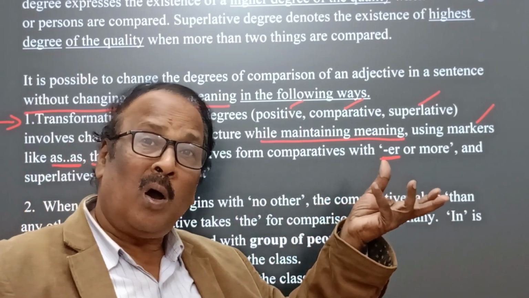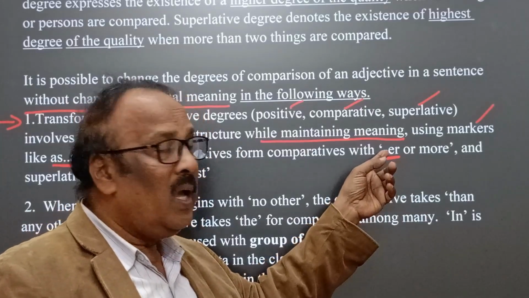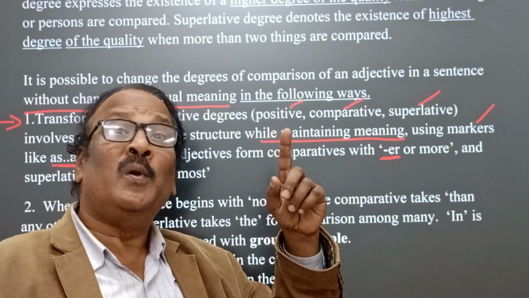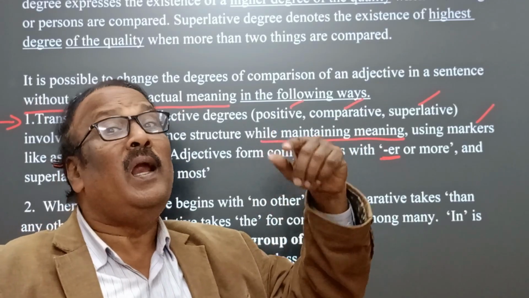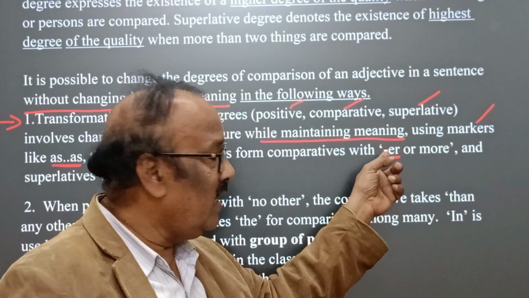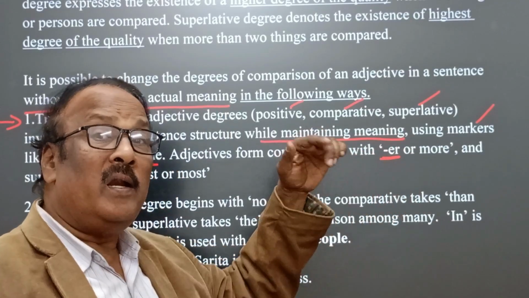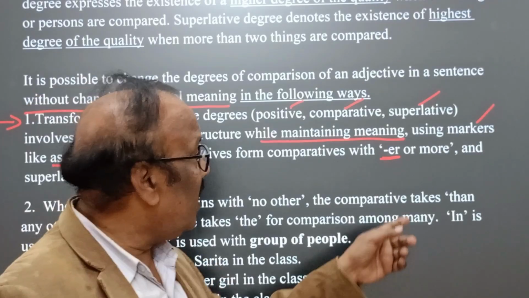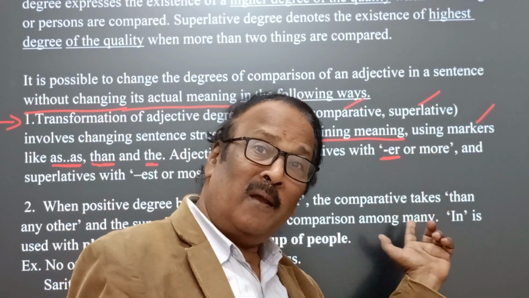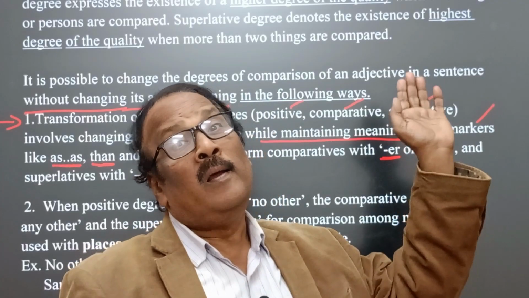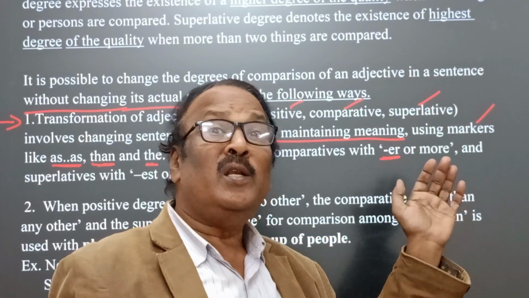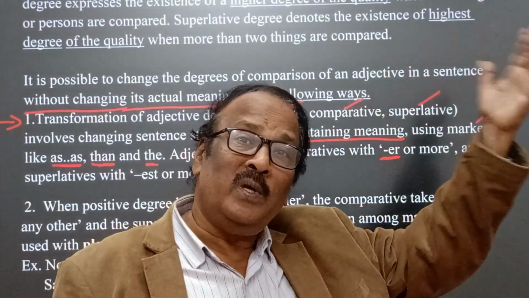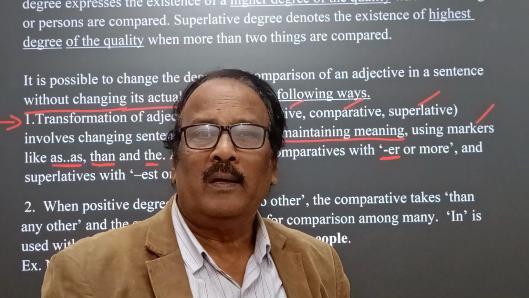Whenever we form the comparative degree, we take the help of er. We have already discussed that one-syllable adjectives and two-syllable adjectives ending in y usually take er in the comparative degree and est in the superlative degree. Multisyllabic adjectives take more before them in the comparative degree and most before them in the superlative degree. These are the general ideas we have discussed in earlier classes.